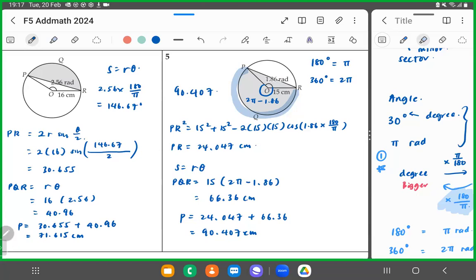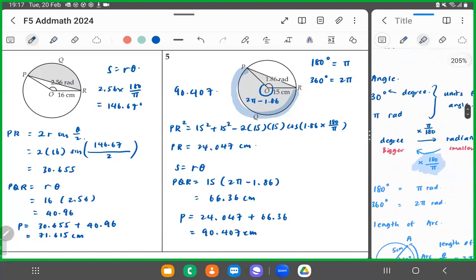Questions that will ask to prove 2 pi is 360: if the question asks you to prove that 2 pi is 360, then you change the radian by times 180 over pi, or you change the 2 pi to become 360 by times 180 over pi. You use these two only.